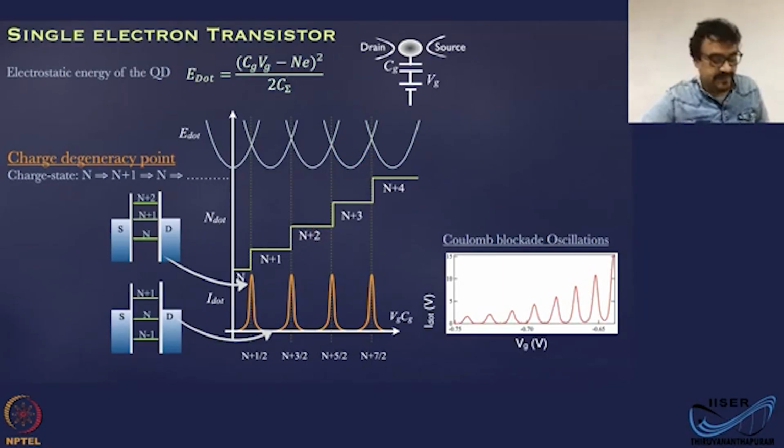And we also discussed that the transport happens in this fashion, that n becomes n plus 1, then back to n. That means at these points, you have the nearby charge states degenerate, and that is the situation here. That is how the transport happens. You fill in, take it out, fill in, take it out, fill in, take it out from the other side. So at all these points, transport can go through, the electrons can go through the system from source to drain.